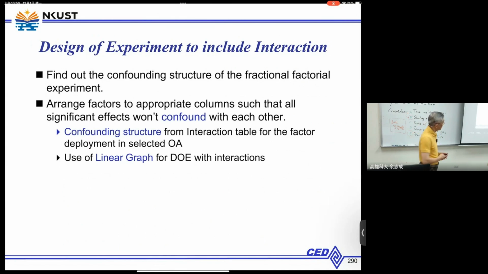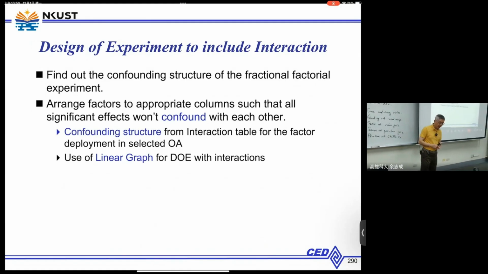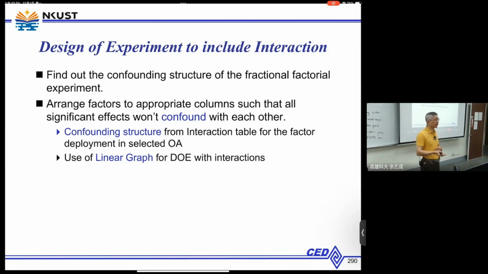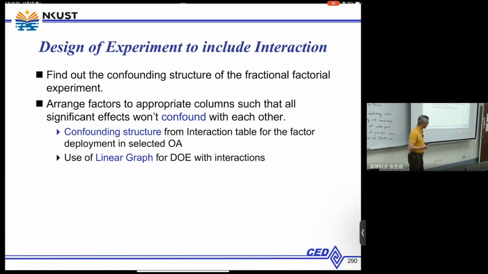So if you want to do the analysis, you want to assign the factors to the orthogonal array, but at the same time, we need to consider interactions. How do we do it? Either we can use confounding structure, but you can see it will take a long time. You need to assign first and find out whether your main effects and the significant interactions have any confounding. If you find out that there is some confounding for your main effects and significant interactions, you need to reassign your factors. Therefore, Taguchi proposed a very simple method called linear graph.